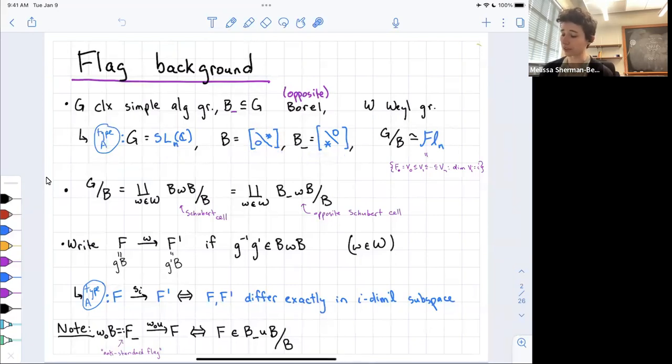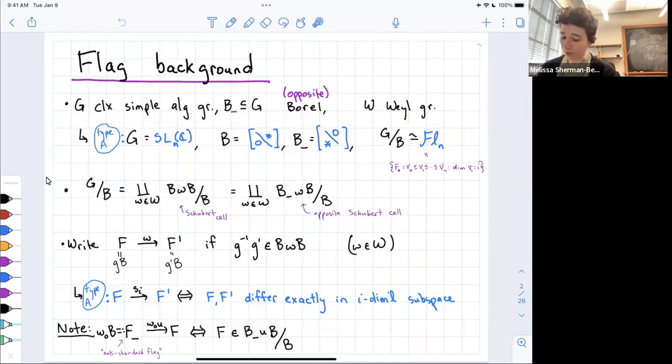And the quotient G mod B is naturally isomorphic to the complete flag variety. Just a quick reminder, points in here are chains of subspaces, flags of subspaces, V_0 contained in V_1 contained in V_2, etc., so that V_i has dimension i. Over the course of the talk, I'll be talking about G mod B more generally. I'll still call it the flag variety even when G isn't SL_n.